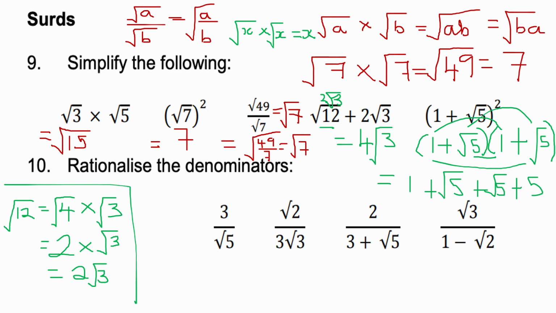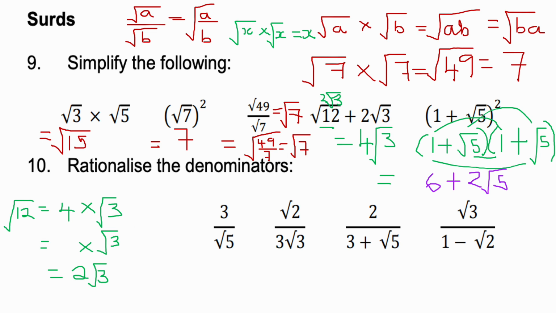Collecting like terms, so simplifying this, 1 plus 5 is 6, root 5 plus root 5 becomes 2 root 5, so the answer becomes 6 plus 2 root 5, or 2 root 5 plus 6, either way is fine. And that's how we expand brackets with surds, okay? So make sure that you are happy with expanding brackets involving surds, single and double brackets, okay?